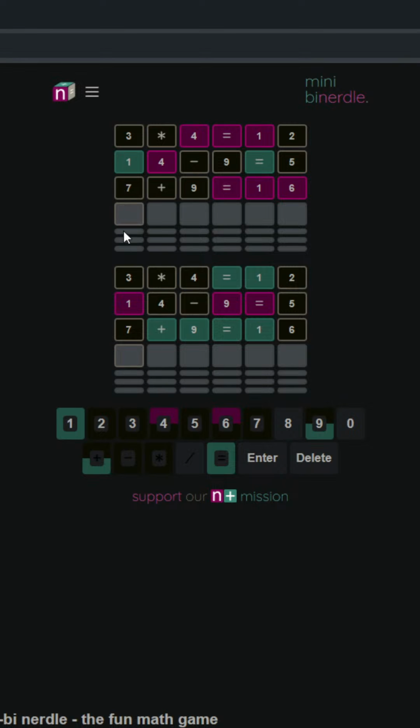Okay. Let's try to use 8 and 0. Well, it has to be 8 on bottom. This has to be 8 plus 9. Or... What? I guess it could be 1 plus 9 is equal to 10.